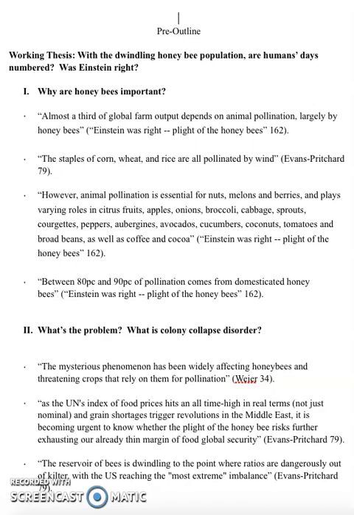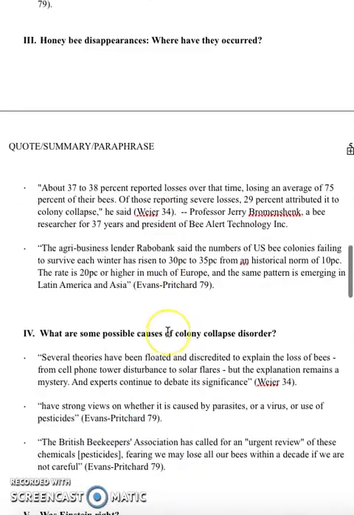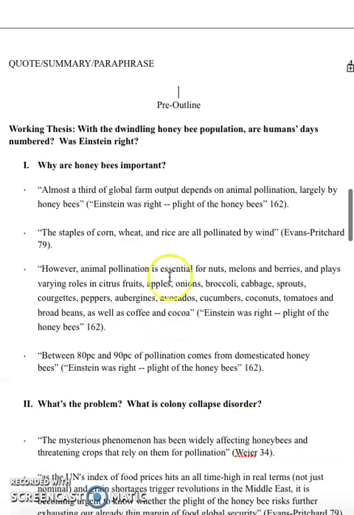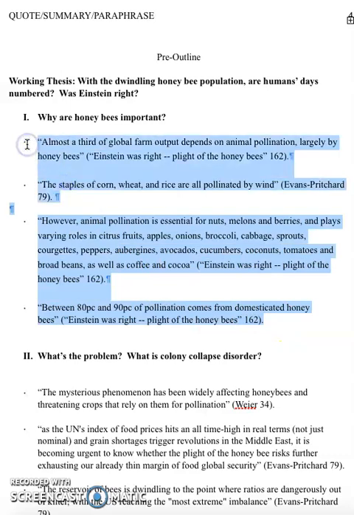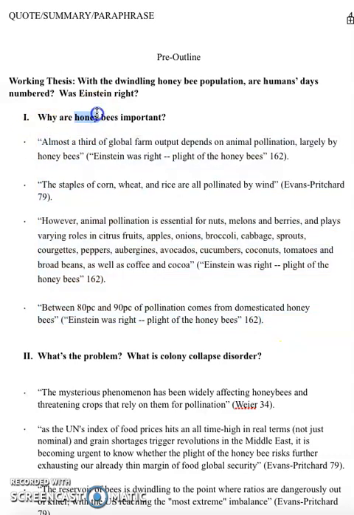So last week you submitted something to me like this. This was my pre-outline that I did with my working thesis at the top, and I have bolded the Roman numerals, which should serve as the topic sentences, just as a refresher. And then underneath I have the quotes that I would use, right, like here, in order to support this specific point. Why are honeybees important? Obviously, that's something that I have to prove to my audience in order for them to understand why I'm even writing about this in the first place and why a dwindling honeybee population would be a big deal.